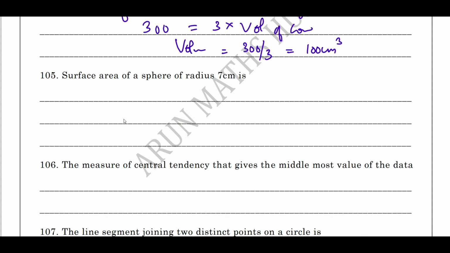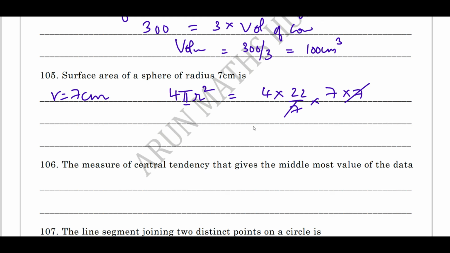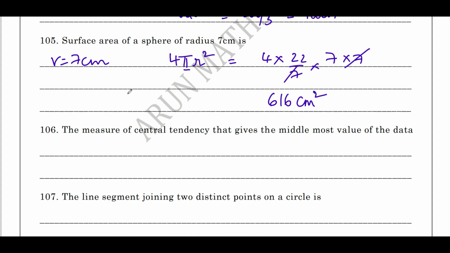So if we need to find out the surface area of a sphere of radius 7 centimeter, given radius is 7 centimeter. So surface area of sphere is 4 pi r square. So 4 into pi value is 22 by 7 into radius is 7 into 7. 7 and 7 will cancel out. Now multiply 4 into 22 into 7, we get 616 centimeter square. The surface area of sphere is 616 centimeter square.